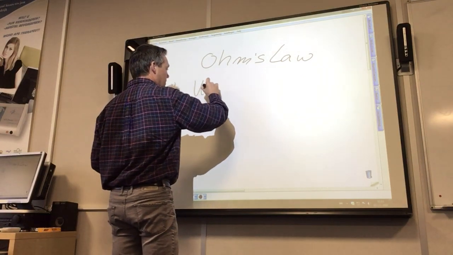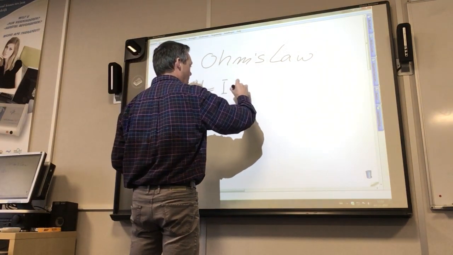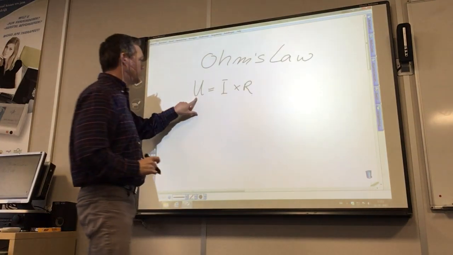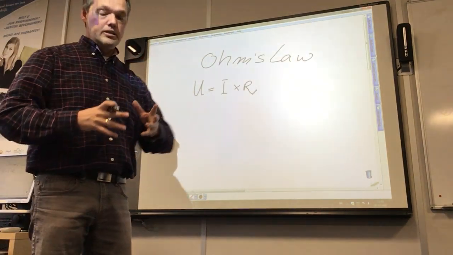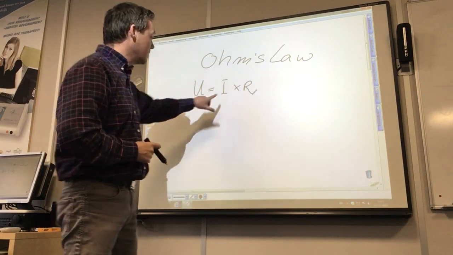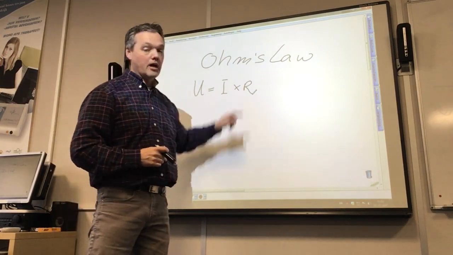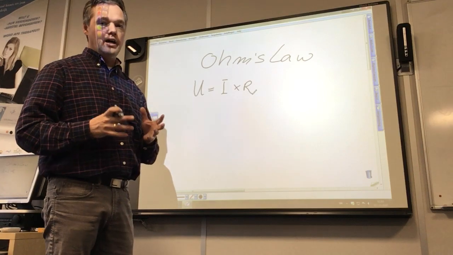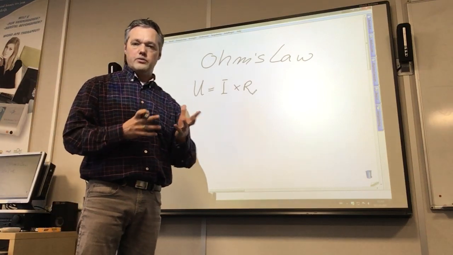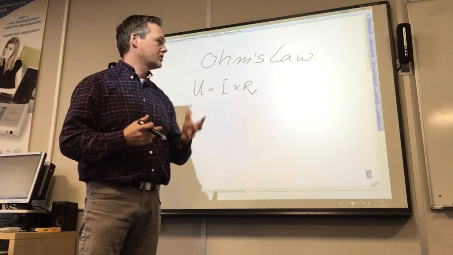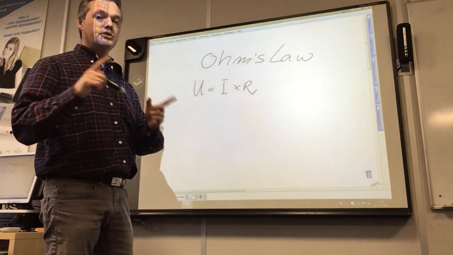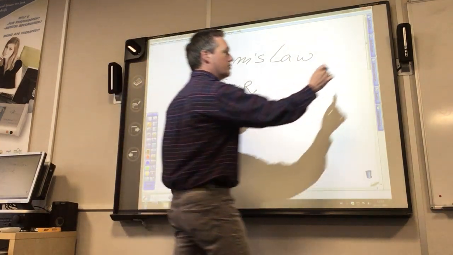It's done like this. U is I times R. And U is the voltage, I is the amperes, and R is the resistance. And I know this sounds very clinical, it doesn't make very much sense, but when I introduce another picture, it will make some sense.